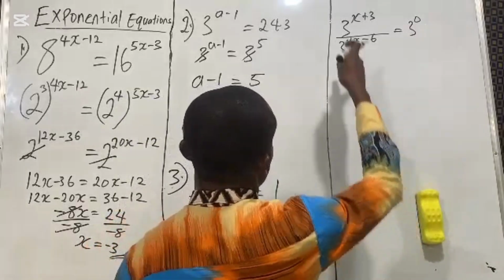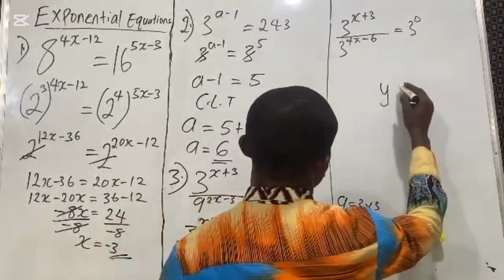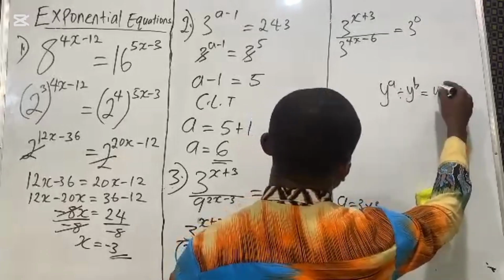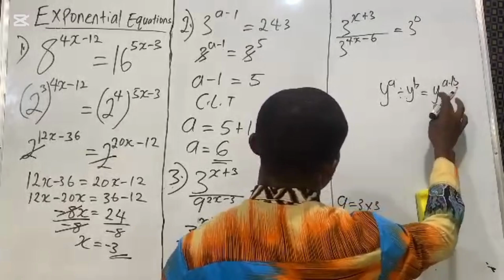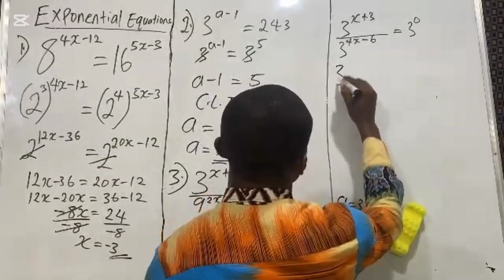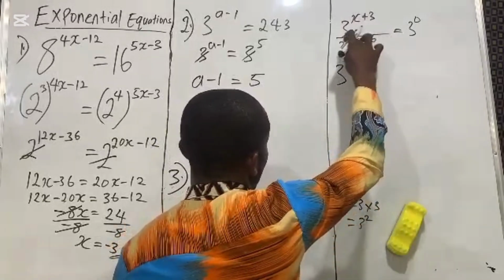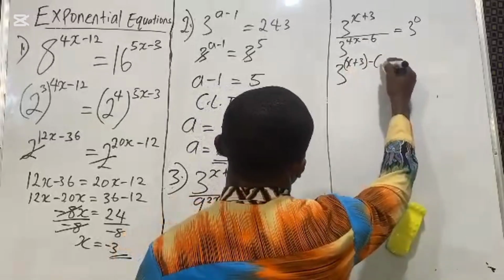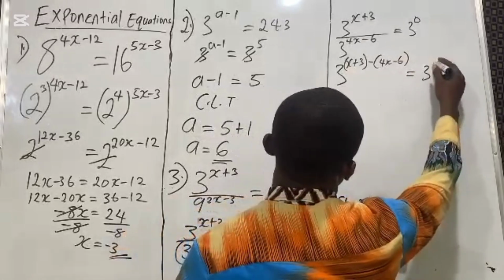At this point, we have the same base, so from the division law, if we have y to the power of a divided by y to the power of b, this becomes y to the power of a minus b. If we apply this rule here, that becomes 3 to the power of x plus 3, we subtract this power, all in brackets, minus 4x minus 6, equals 3 to the power of 0.